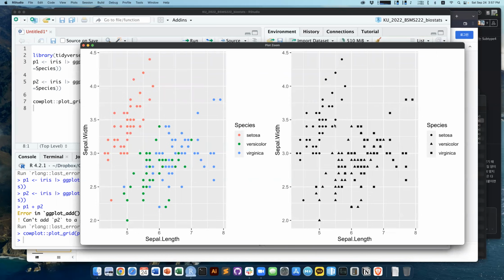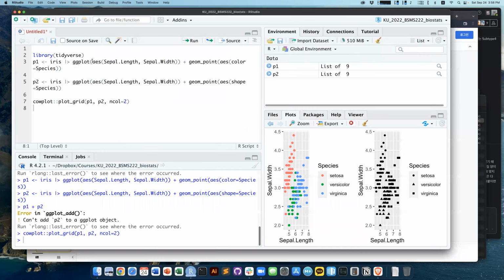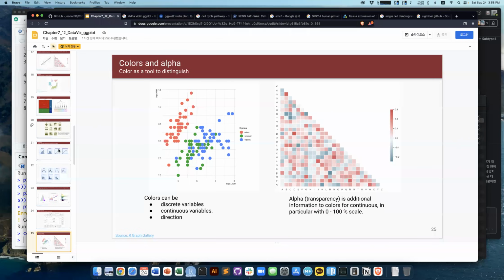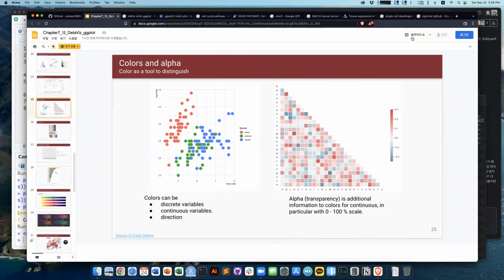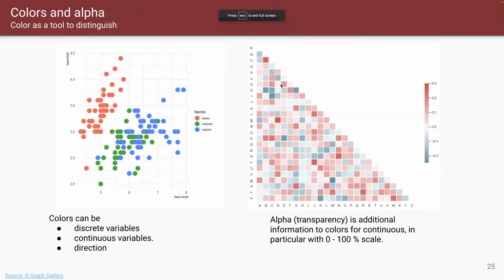So as I mentioned, humans are visual creatures. So using different colors is always better than using different shapes, right? So this is another example. Okay, so colors are used in that way. And we can use one more thing, which is alpha. This is another word we call transparency, and it has a scale from 0 to 100, right?